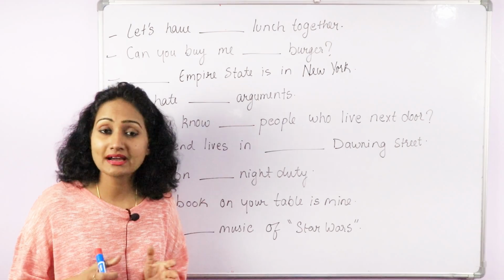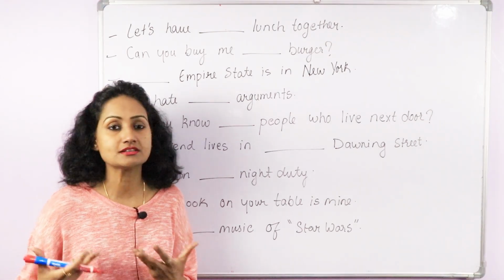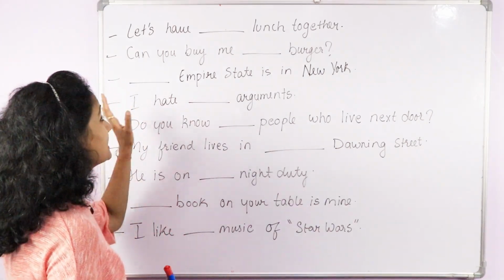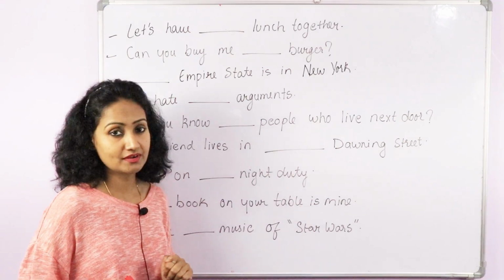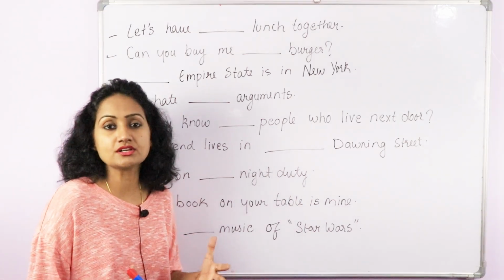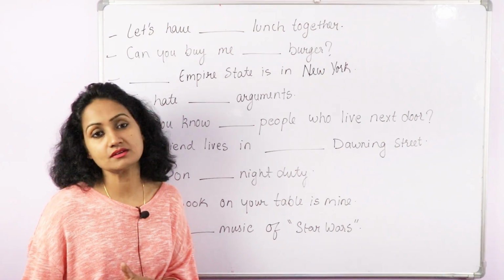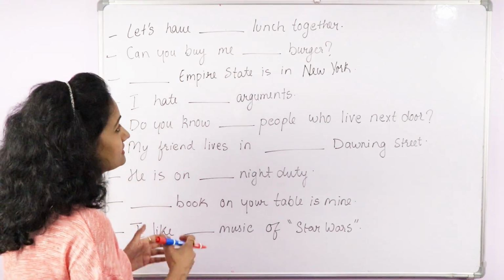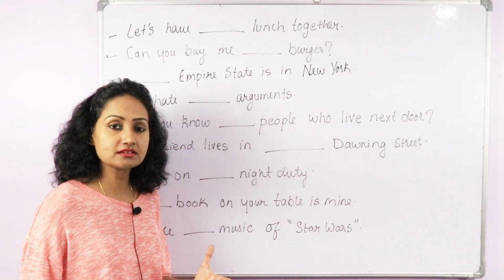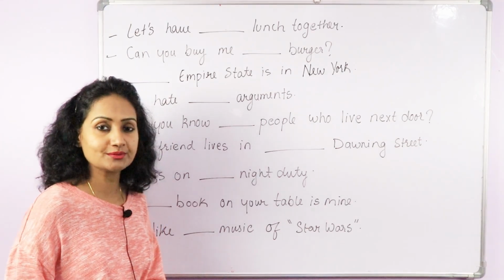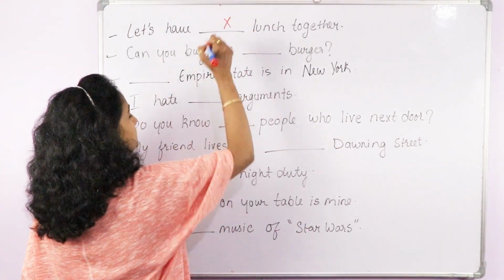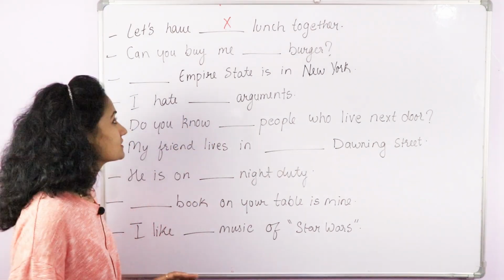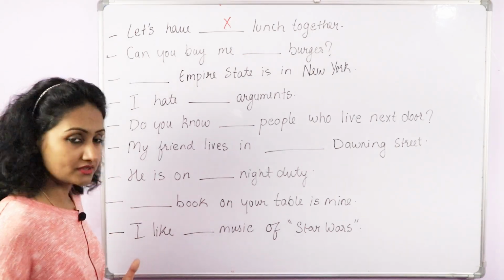Now let's do a practice exercise to see whether you have understood the concept of articles or not. First is, let's have dash lunch together. Think of an article which you think should come here, and if you think no article should come here, then put a cross in your notebook. Let's have dash lunch together. A lunch together, the lunch together, what should come here? Let me put a cross here. So, let's have lunch together. No article is required.